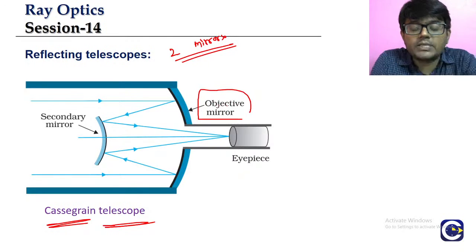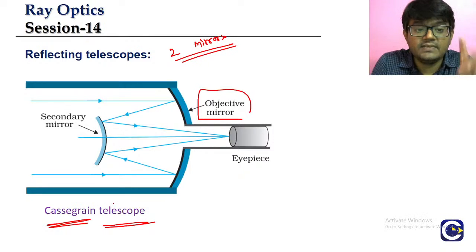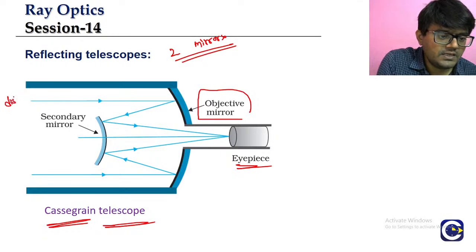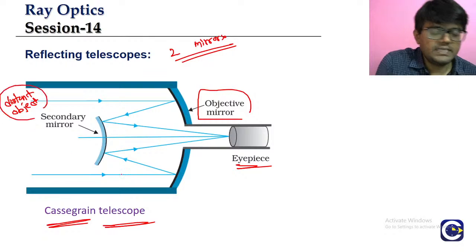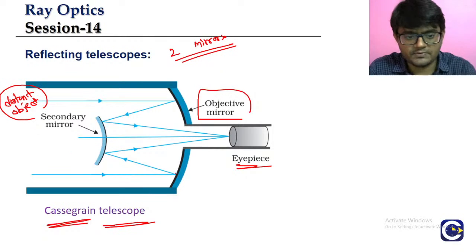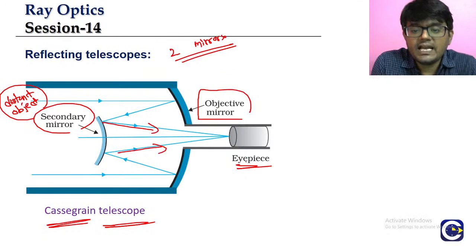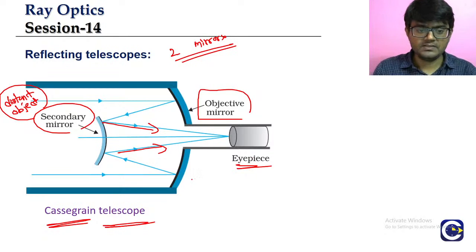So we'll have the objective mirror. In case of the Cassegrain, we'll have two mirrors and an eyepiece. The objective mirror will reflect the rays coming from the distant object, whether it is a distant planet or whatever we are trying to observe. Then the secondary mirror will focus these rays through the eyepiece.